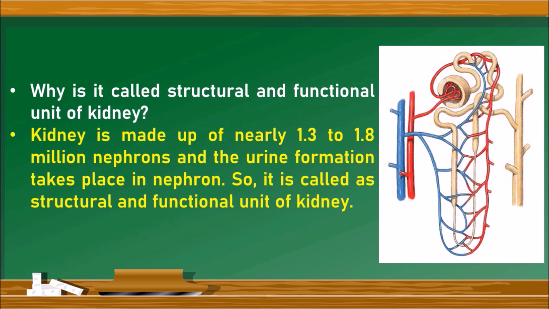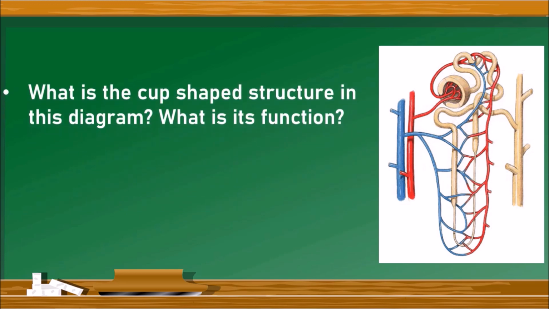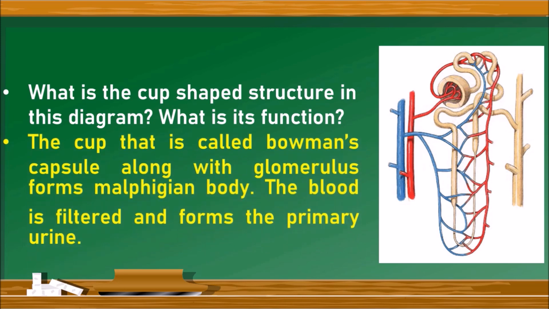Next question. What is the cup-shaped structure in this diagram? What is its function? The cup-shaped structure is called Bowman's capsule, and along with the glomerulus it forms the Malpighian body. So the blood is filtered in the Malpighian body, forming the primary urine, and leads it to the proximal convoluted tubule.